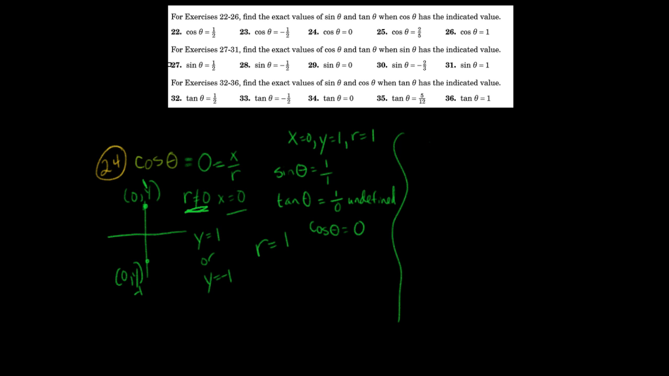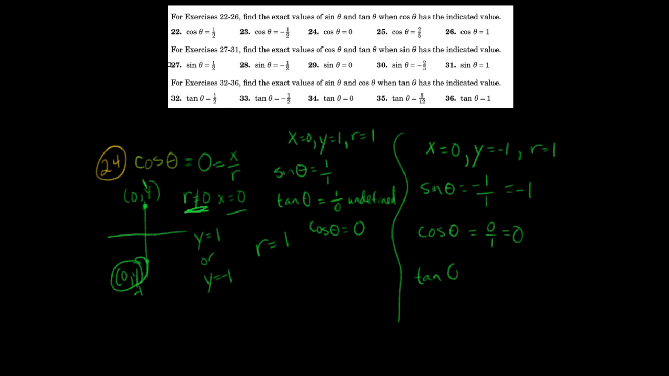On this side, we're doing this possibility, this point. So x is equal to 0, y can equal negative 1, and r can equal 1. So the sine of theta is equal to negative 1 over r, which is negative 1. Cosine of theta, once again, is still 0, so 0 over r, which is 1, is 0. And the tangent of theta is negative 1 over positive 1, which is negative 1.